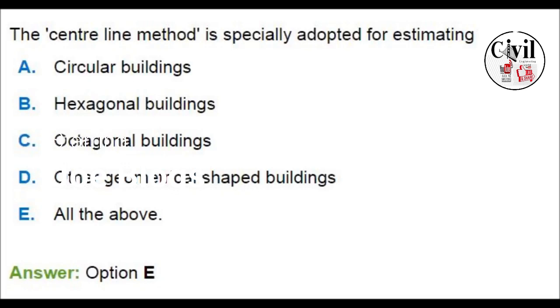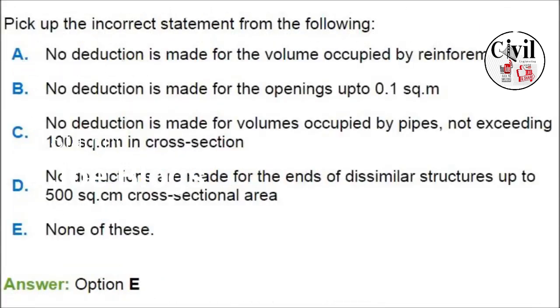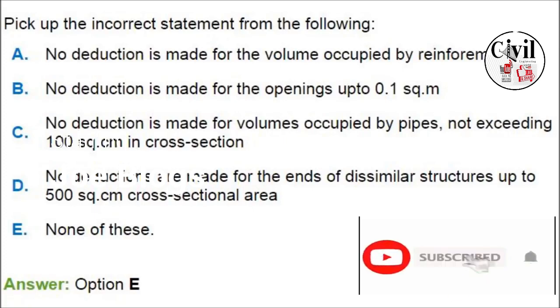Pick up the correct statement from the following. No deduction is made from the volume occupied by the reinforcement. No deduction is made for the opening of 2.5 square meter. No deduction is made for the volume occupied by pipes not exceeding 100 square meter. No deduction is made for the ends of dissimilar structures up to 500 square meter, and none of above. So actually no one is incorrect. All these options are correct. So option E is the correct answer.